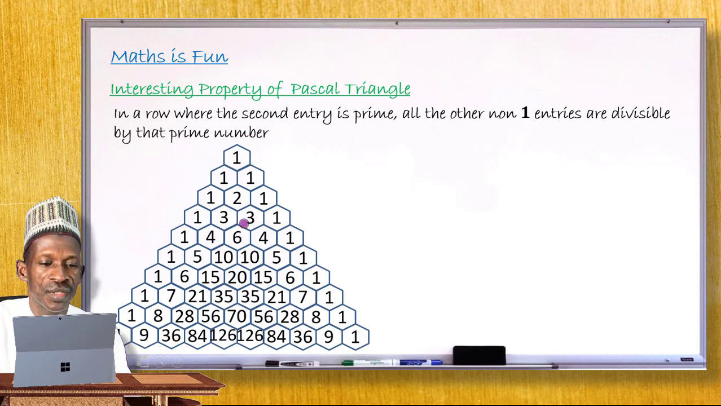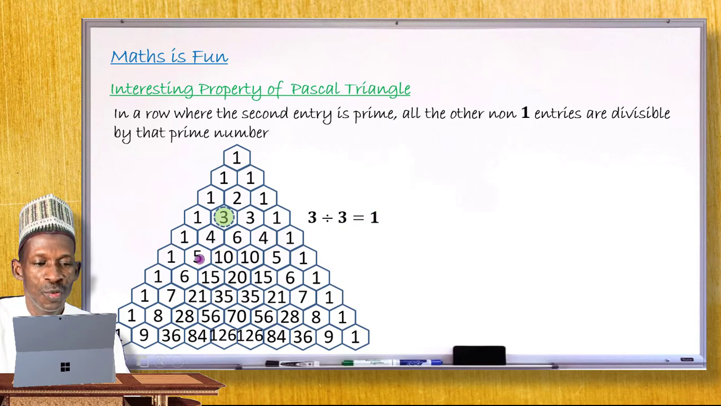Let's just test and see. If I take this fourth row, number 4, its second entry is a prime number. Look at it, this number 3. Based on this statement, all other entries in that very row that are not 1 will be divisible by that very prime number. So the only entry not 1 is this number 3. This number 3 will be divisible by this prime number 3. Let's just do it and see. 3 divided by 3, of course, is 1, no remainder.